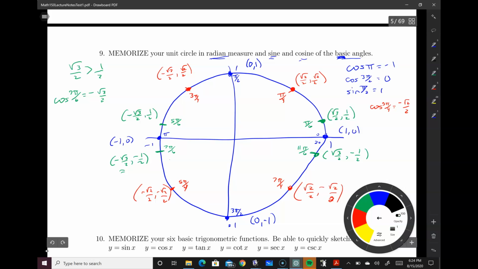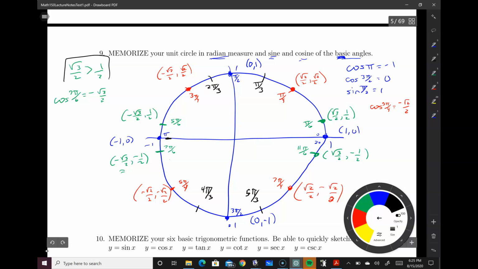Okay, so one last one. It's time to do the pi over 3 basic angle. So this is 1 pi over 3, and not to scale, but this is 2 pi over 3, and this is like saying 3 pi over 3. So it's breaking the 0 to pi up into thirds. 1 pi over 3, 2 pi over 3, pi. So then this would be 4 pi over 3, 5 pi over 3, and then 6 pi over 3, which is 2 pi.